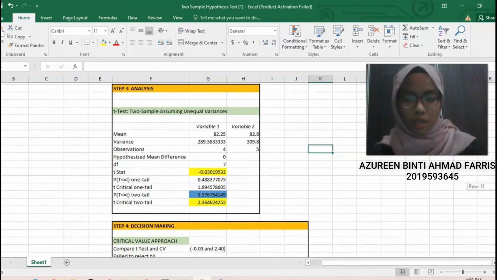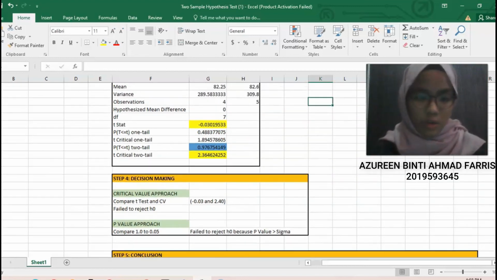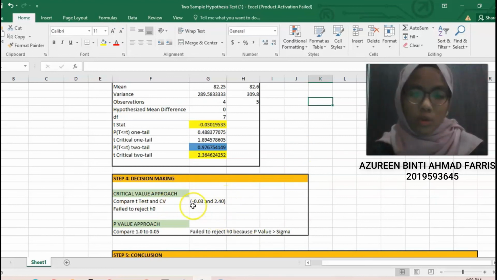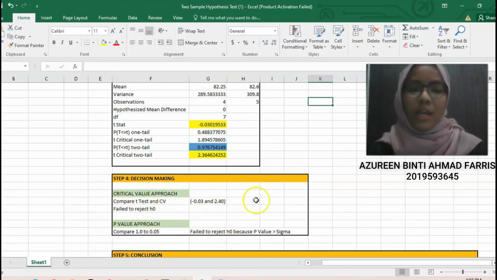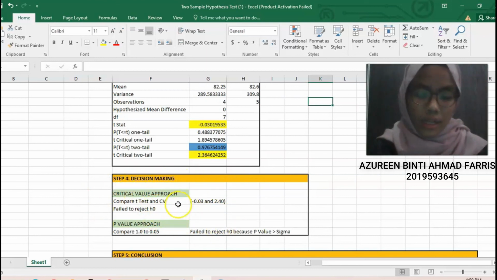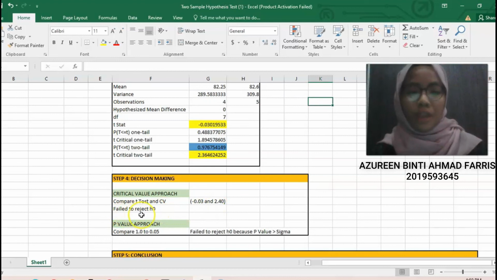So moving on to the next step, which is the decision making. For the critical value approach, we need to compare the t-stat and the critical value. The value of the t-stat is negative 0.03, and the critical value is 2.40. So how do we decide whether we need to reject or not to reject? If the value of the t-stat is smaller than the critical value, then we fail to reject the H0.